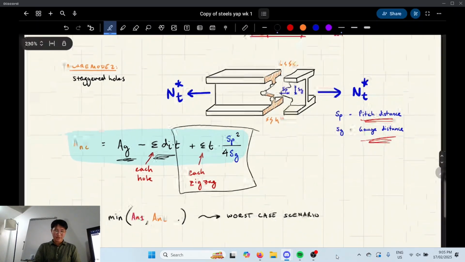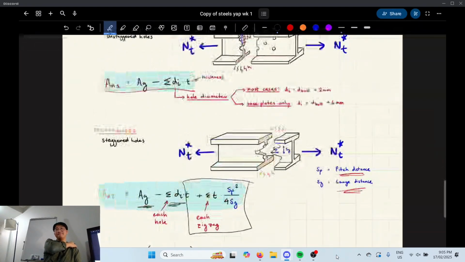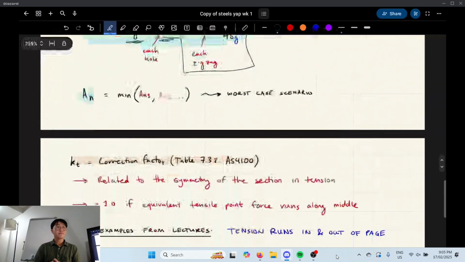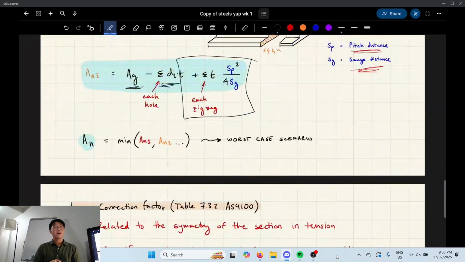So from the net area, are we going to take the minimum or the maximum for our capacity? The minimum, exactly, because we want the worst case. The force and stress is higher when the area is smaller. Yes, that's right.